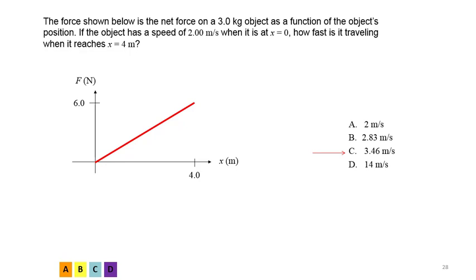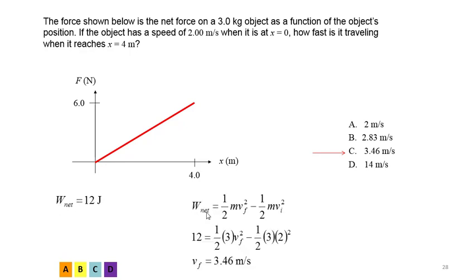The correct answer here is 3.46 meters per second. Let's see how we got that. From the previous problem, I calculated that the area underneath here gives me the net work, which is 12 joules. And I know that my net work is equal to my change in kinetic energy. Here, instead of writing my change in kinetic energy as K final minus K initial, I'm writing K final as 1/2 mv final squared, and K initial as 1/2 mv initial squared. Then all I need to do is plug in the numbers, and I can solve for v final.